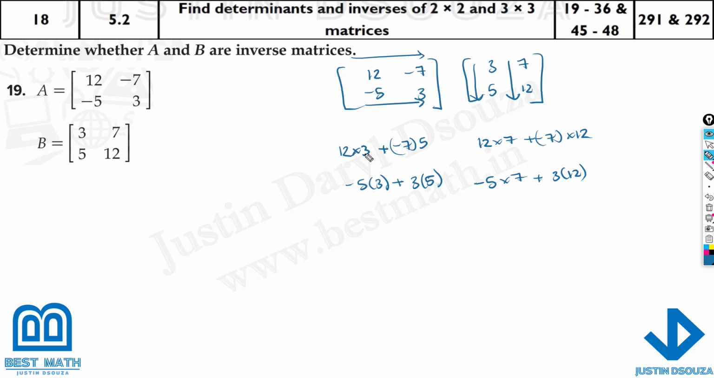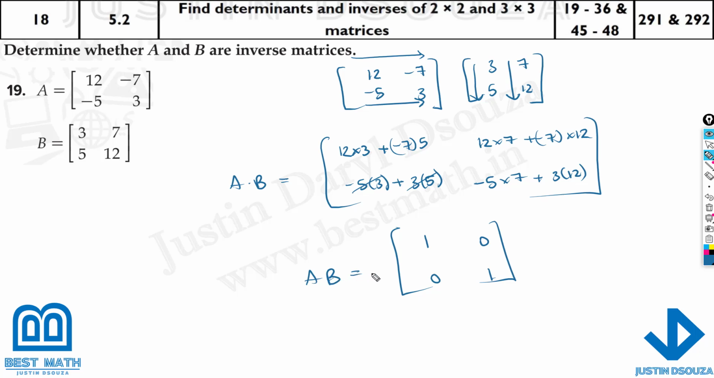Let's see over here. 12 times 3 is 36. 7 times 5 is 35. So over here we have 36 minus 35, which is 1. Here we have 12 times 7 and minus 7 times 12, so they cancel off: 84 minus 84 is 0. Same thing here, it cancels off, 0. And over here, minus 35 and positive 36 will be positive 1. So yes, we got the same thing. A multiplied by B, so AB will be equal to I.